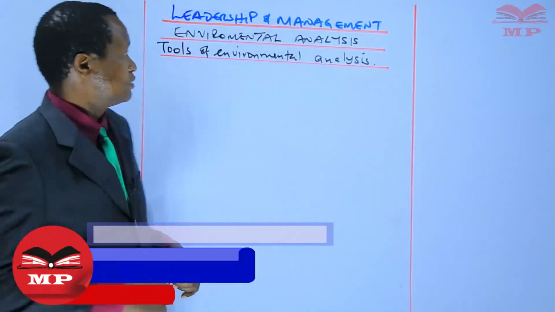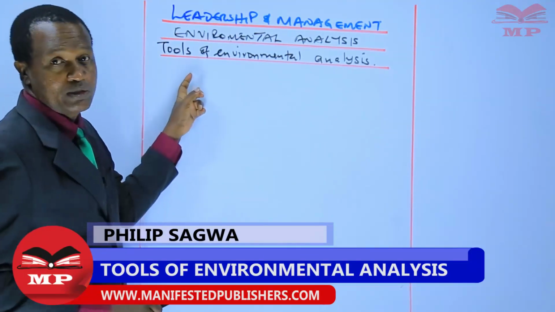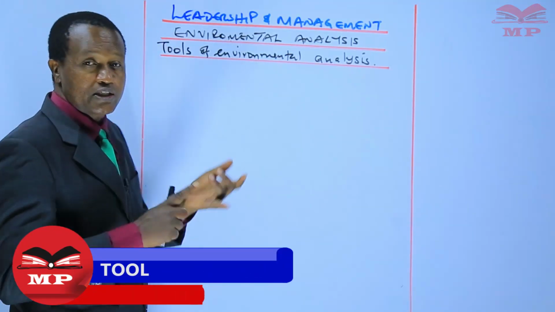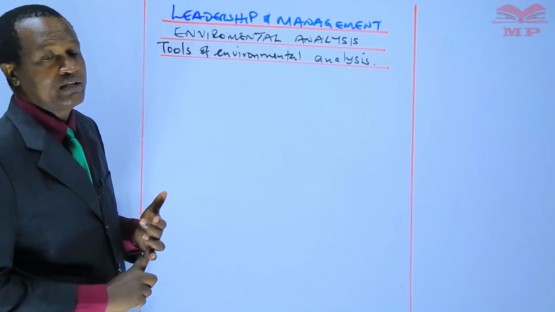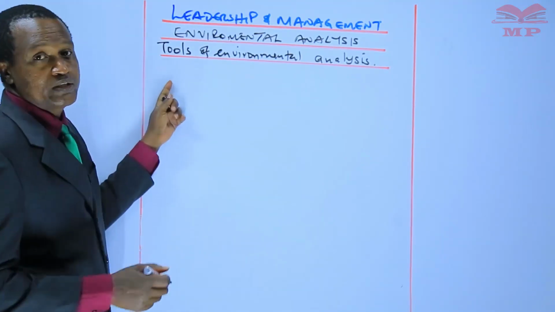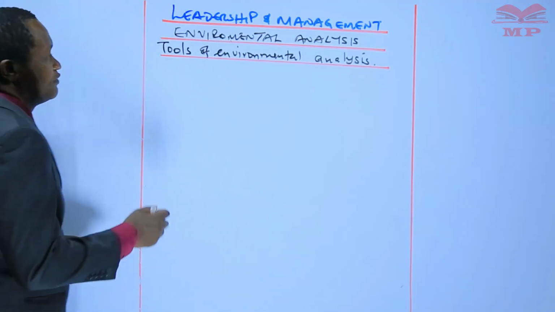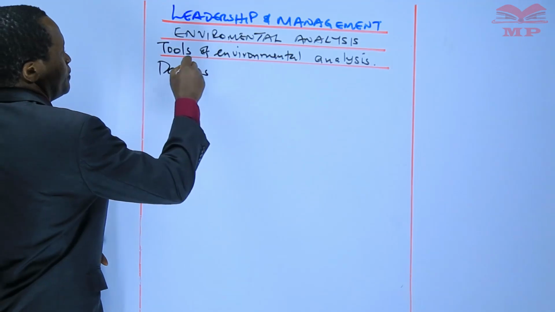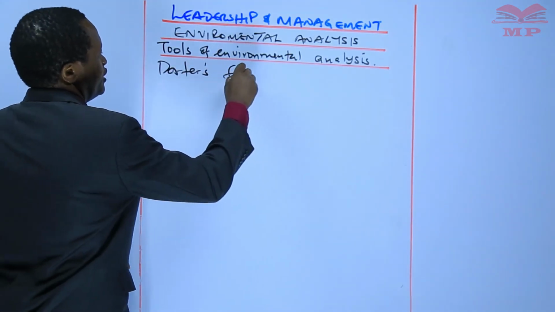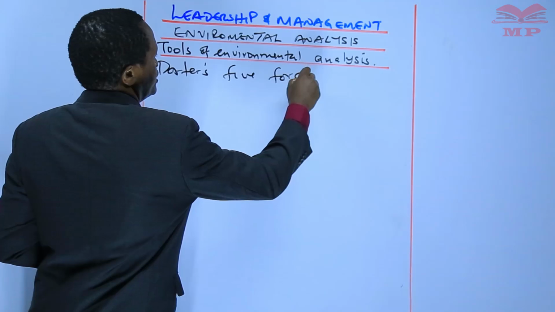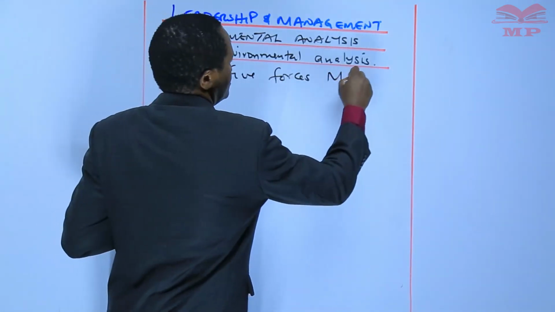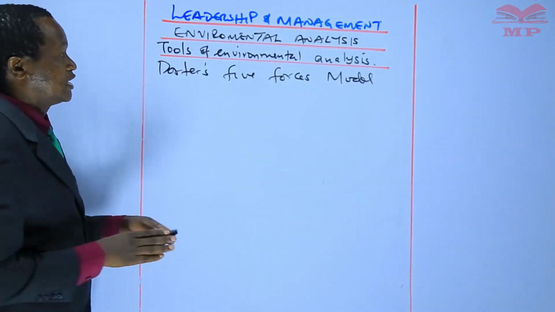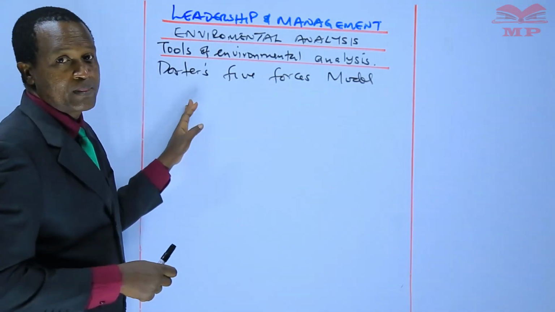We will continue with the topic environmental analysis, and we will proceed with the tools of environmental analysis. So far we've covered the SWOT analysis, the PESTEL analysis. Today we are moving on to the third tool, which is known as Porter's 5 forces model. This is another environmental tool that can be used in environmental analysis.